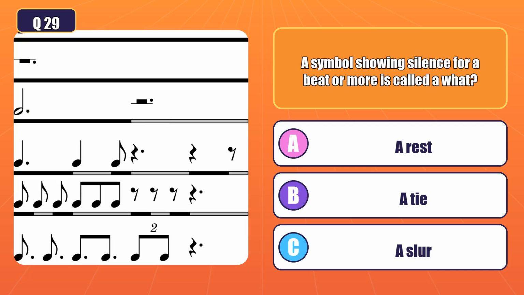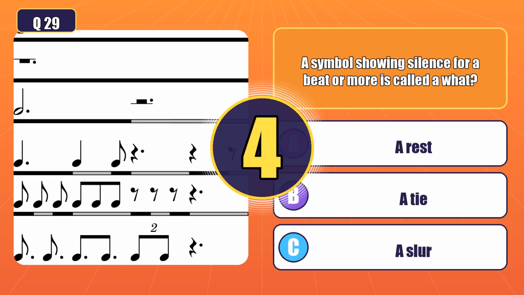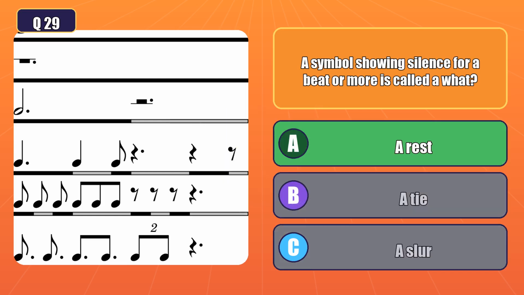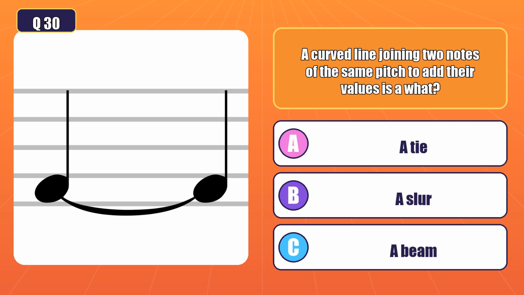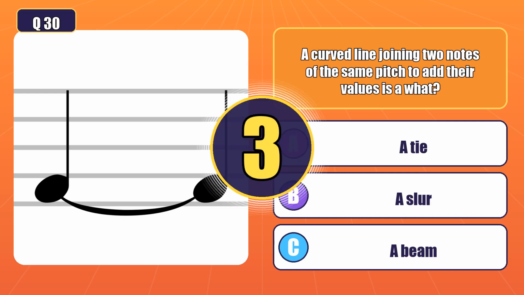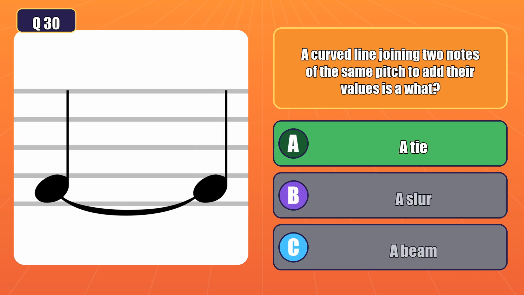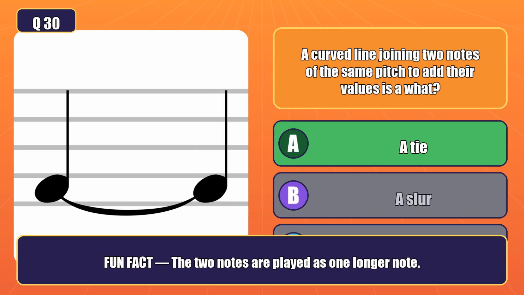Question number 29. A symbol showing silence for a beat or more is called a what? The answer is a rest. Fun fact, rests are as important as notes. Question number 30. A curved line joining two notes of the same pitch to add their values is a what? The answer is a tie. Fun fact, the two notes are played as one longer note.